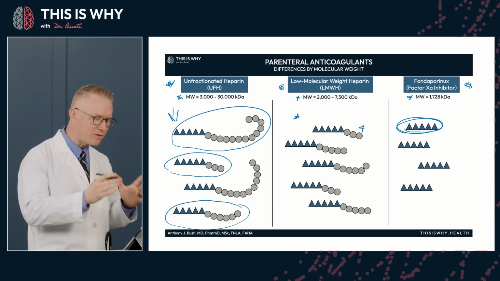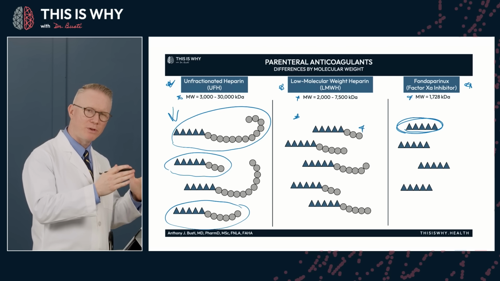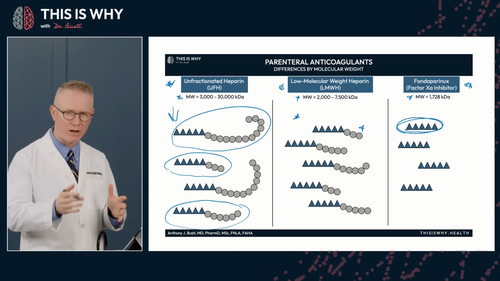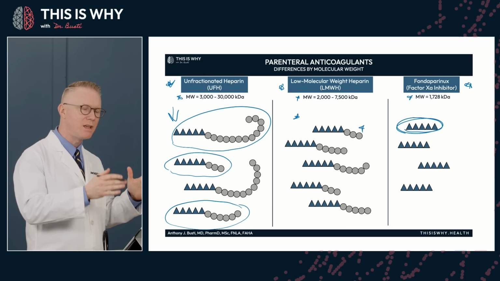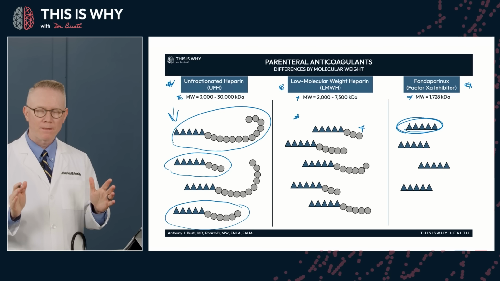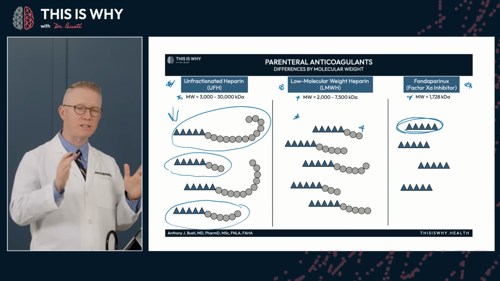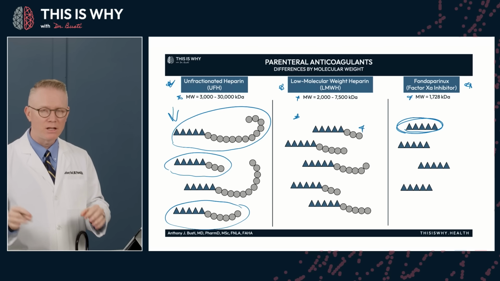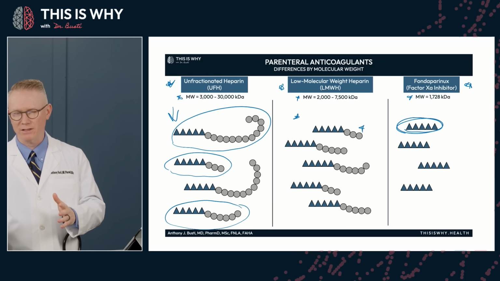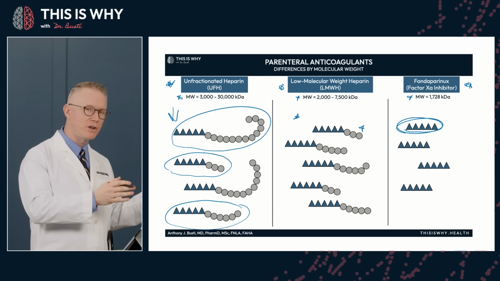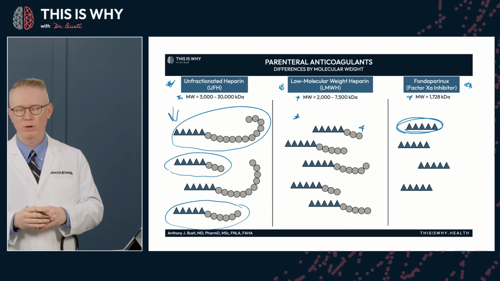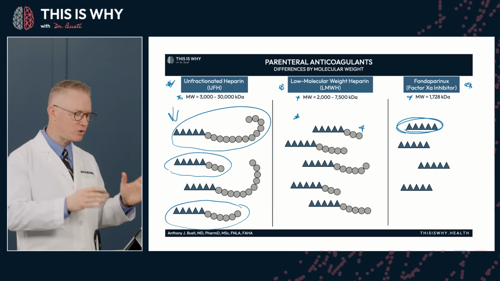So the size of the molecules influences what the drugs bind to in the body, that impacts the variability in the pharmacologic response. It also influences the interpatient variability, okay? And it also increases and influences the risk of HIT. So the larger the molecule, the greater the risk of HIT. The larger the molecule and variability, the less predictable it is from one patient to another.